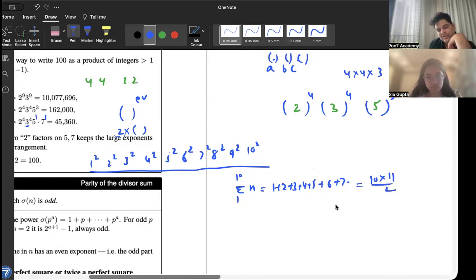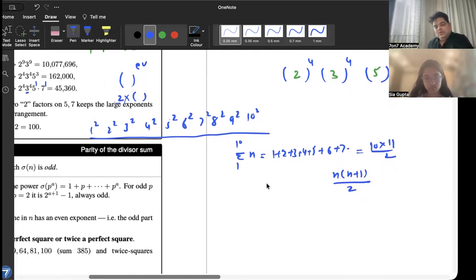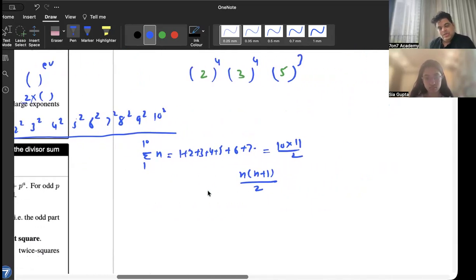So if you add n numbers, then always n into n plus 1 by 2. So if I want to add, suppose, the first 10 positive integers, how will I add them? I'll write 1 plus 2 plus 3 plus up to 10. That would be what? Tell me. Isn't it 10 into 11 by 2?